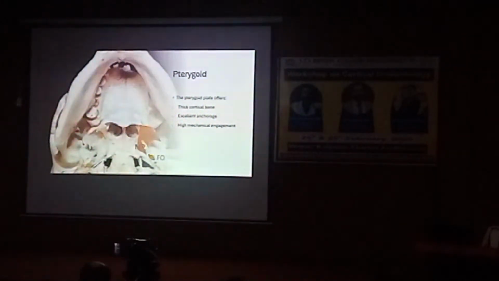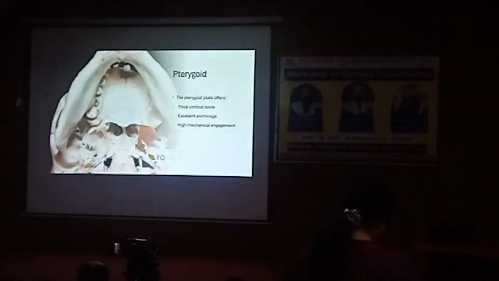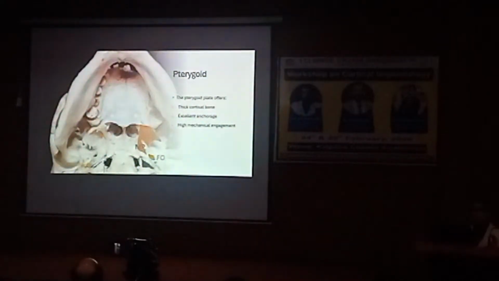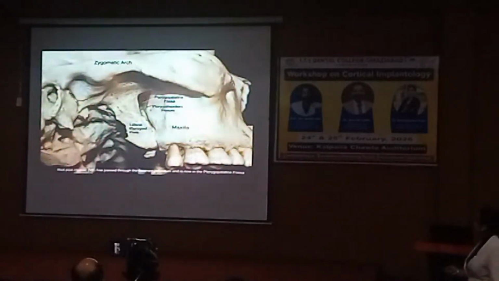So the pterygoid plate offers thick cortical bone, excellent anchorage and high mechanical engagement. So it is the best anchorage pillar in the oral cavity, in the maxilla especially. And we'll learn a little about the anatomy.